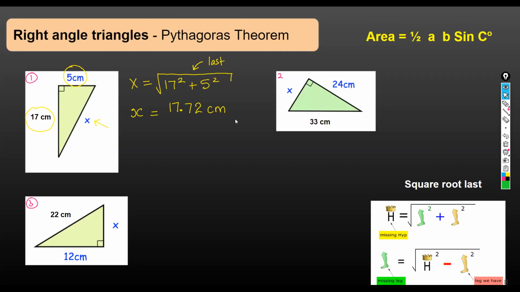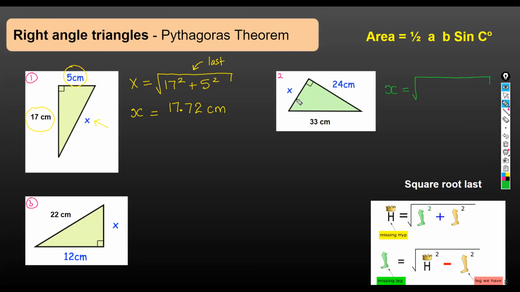Question 2. Who can tell me what is missing in question 2? Is it the hypotenuse or a regular boring side, a leg? Well, the regular boring sides are called legs. Only the hypotenuse is special. It's definitely a leg or a regular boring side. So this time in question 2, x is a regular boring side, a leg.